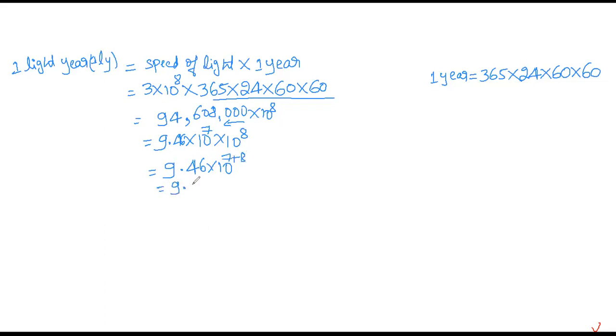Therefore, 9.46 into 10 to the power of 7 plus 8 is 50 meter. This is the value of 1 light year. Is there any doubt? We calculate the light year. A light year is nothing but the distance traveled by light in air or vacuum in 1 year.